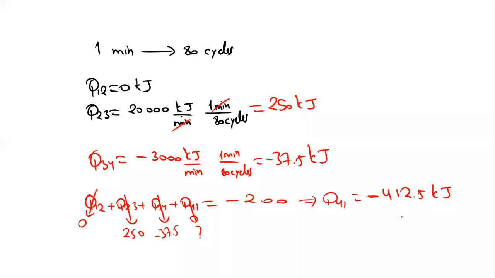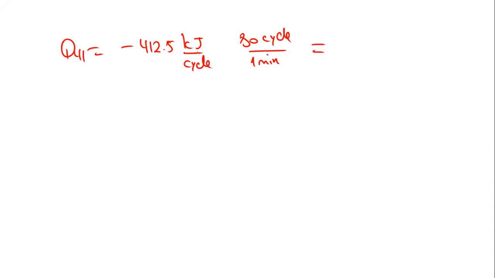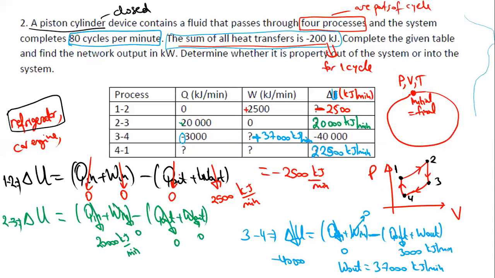I should convert it into one minute. So Q41 is equal to negative 412.5 kilojoules per cycle, and in 1 minute I have 80 cycles, so just multiply by 80 and you will have 33,000 kilojoules per minute, again with a negative sign. I just replace it back here: negative 33,000 kilojoules per minute. Let me see how much time we have.